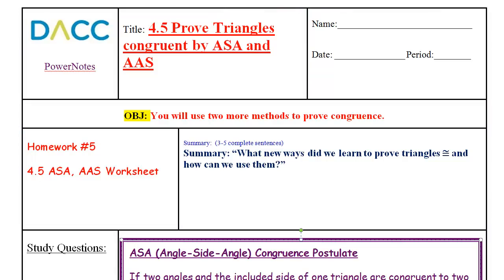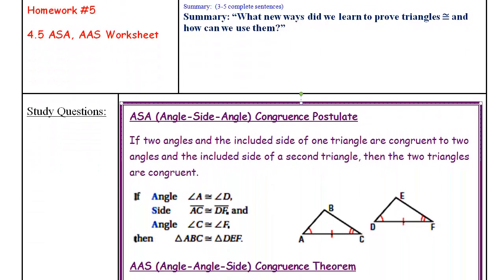Okay, so today's lesson we're going to talk about additional methods to proving that two triangles are congruent to one another, and that is angle side angle, abbreviated with ASA, and angle angle side. Now we've already talked about in the prior section side side side, side angle side, and hypotenuse leg. So now we're adding two more methods here. So let's take a look and see how these work.